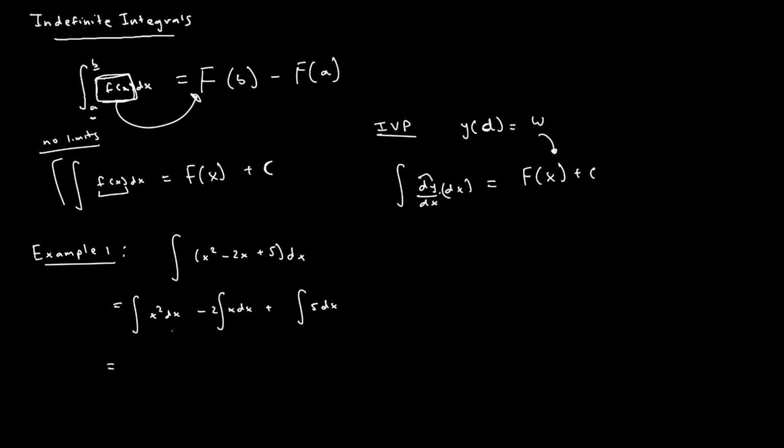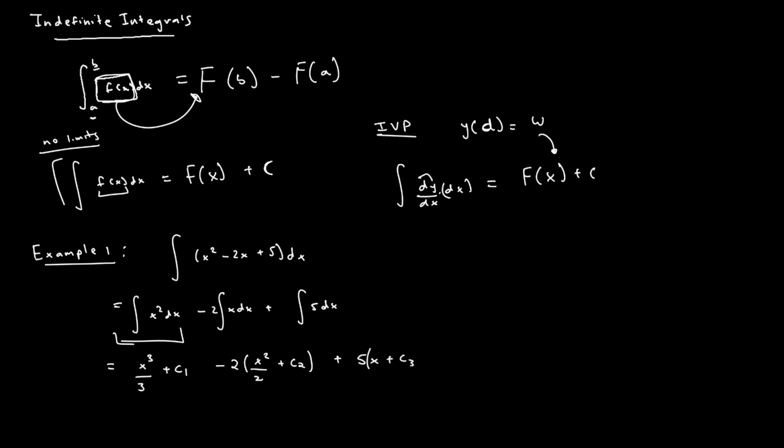We know that if you took the derivative of x cubed over 3, you'd get back x squared. And then we have to add a constant, so let's call this plus c1. So that's the evaluation of this integral. Now the evaluation of this integral is just negative 2 times x squared over 2, for similar reasons as why that was x cubed over 3, plus constant c2. Over here, we're just evaluating constants, so you have 5x plus c3.